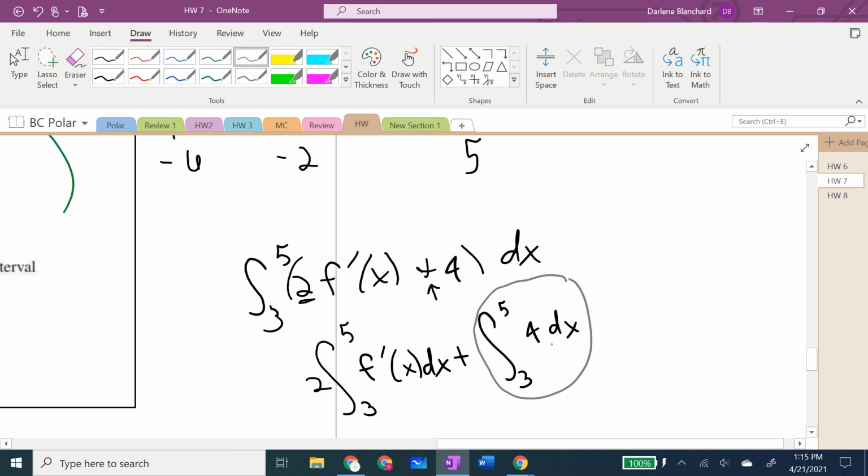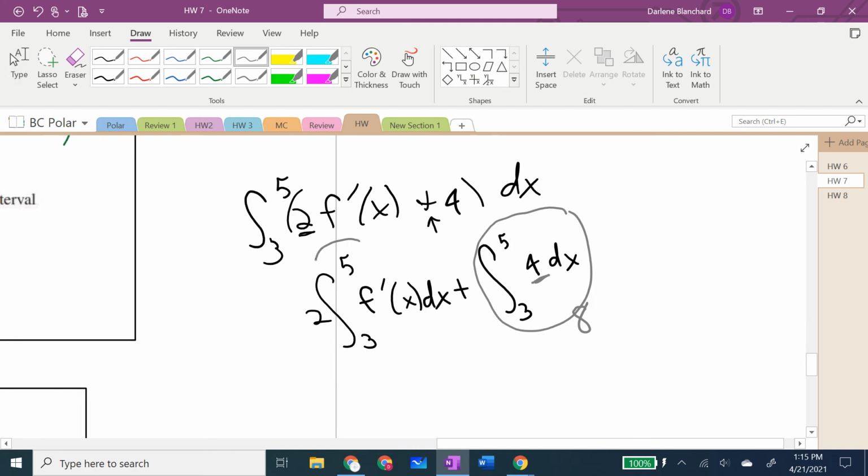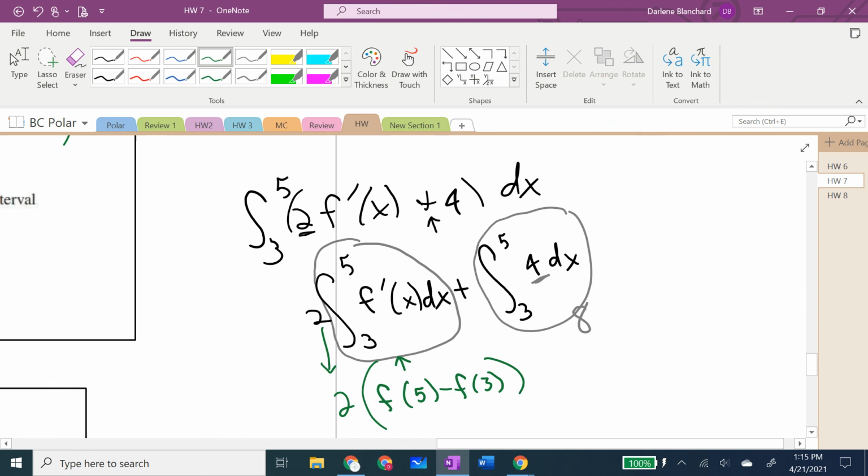For this integral, it's basically just creating a rectangle with a height of 4 and a width from 3 to 5, so a width of 2. That's going to come out as 8 for area. Then I need to focus on what is this. And then I want to remember, hey, I've got information about f. And if I'm integrating f prime, then that is f, plug in the 5, minus plug in the 3. But don't forget that needs to be multiplied by 2.